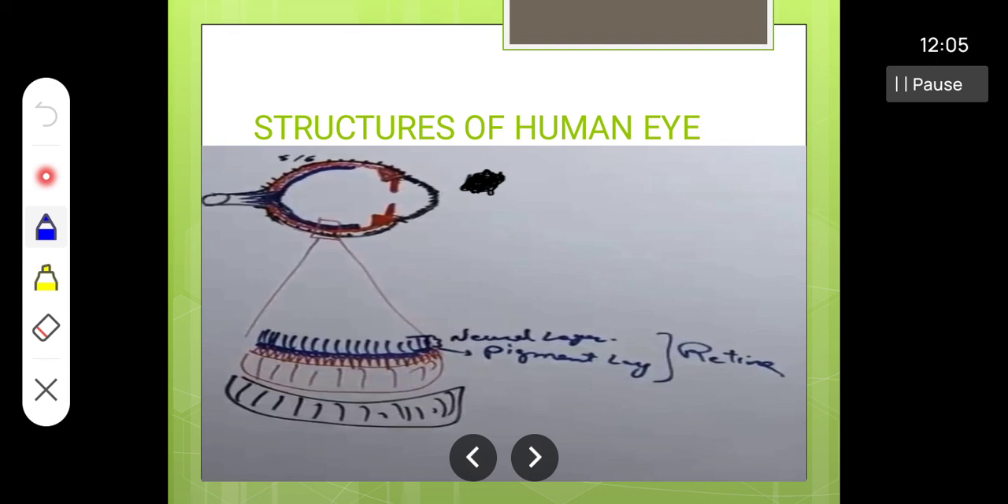So the next part is the diaphragm. I was talking about this diaphragm, this small structure here. This diaphragm controls how much light is entering in different circumstances. It simply controls the amount of light that can enter inside the eyeball in different circumstances. Another thing is, it also maintains the movement of the pupil.